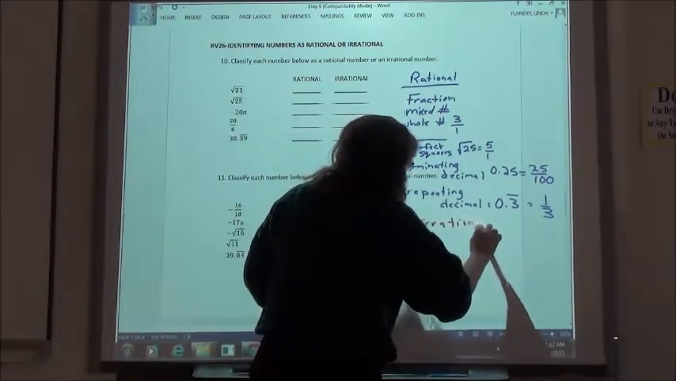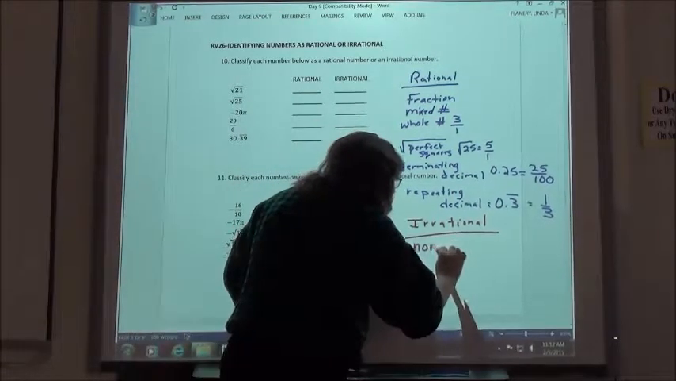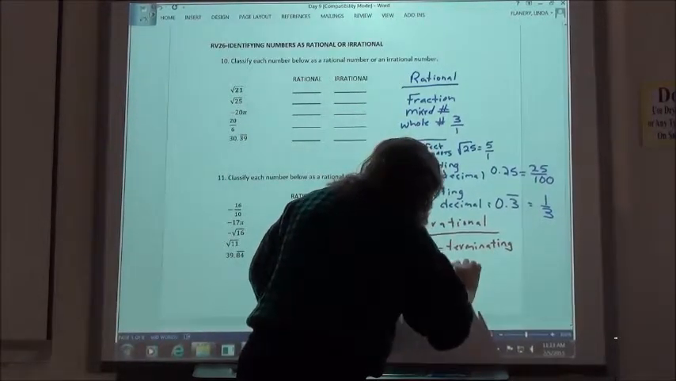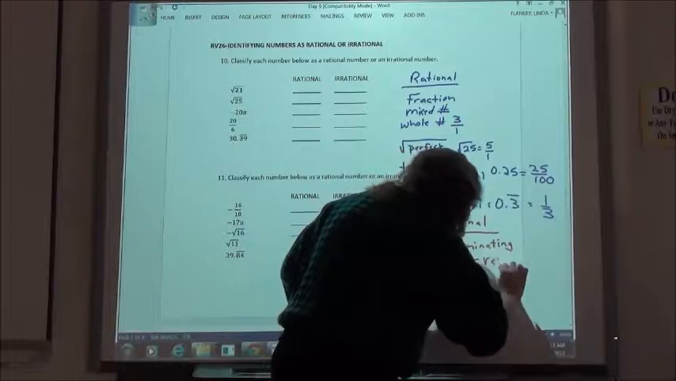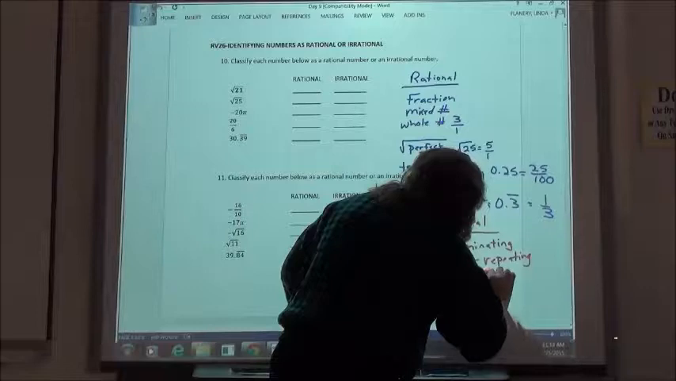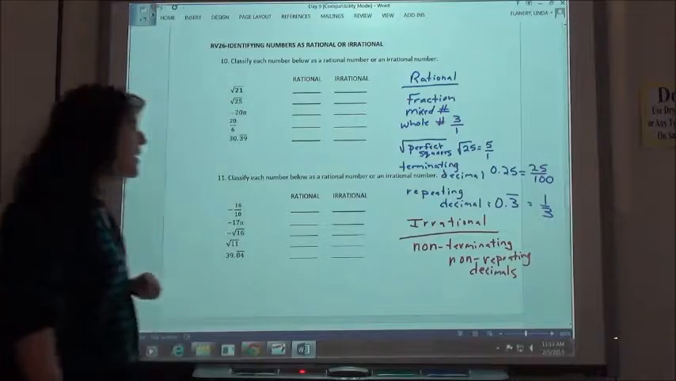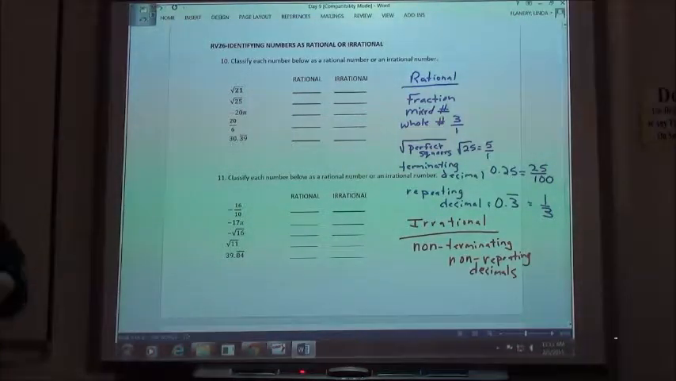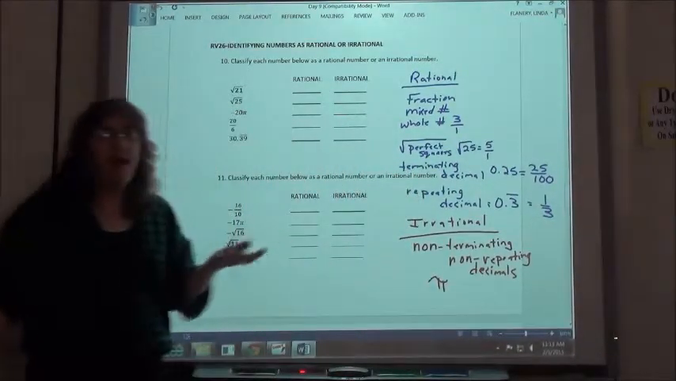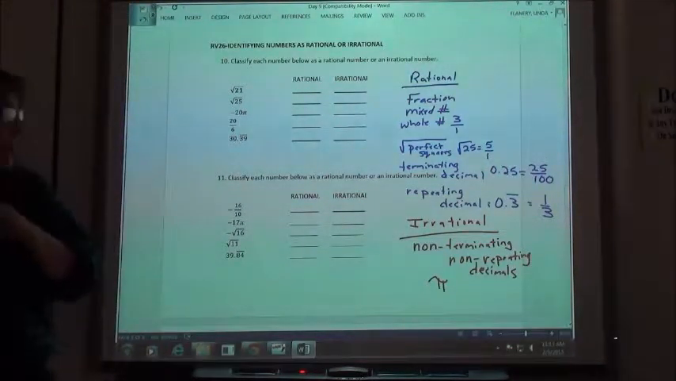Irrational. Irrational numbers are non-terminating, non-repeating decimals. Non-terminating, non-repeating decimals. An example of something that is irrational is the math symbol pi. Pi is the value you always get when you take the circumference of a circle divided by its diameter.